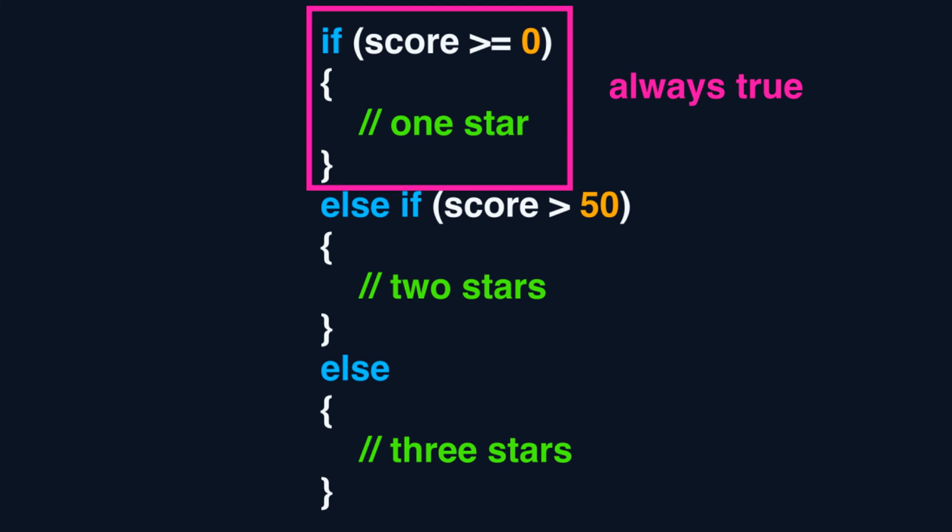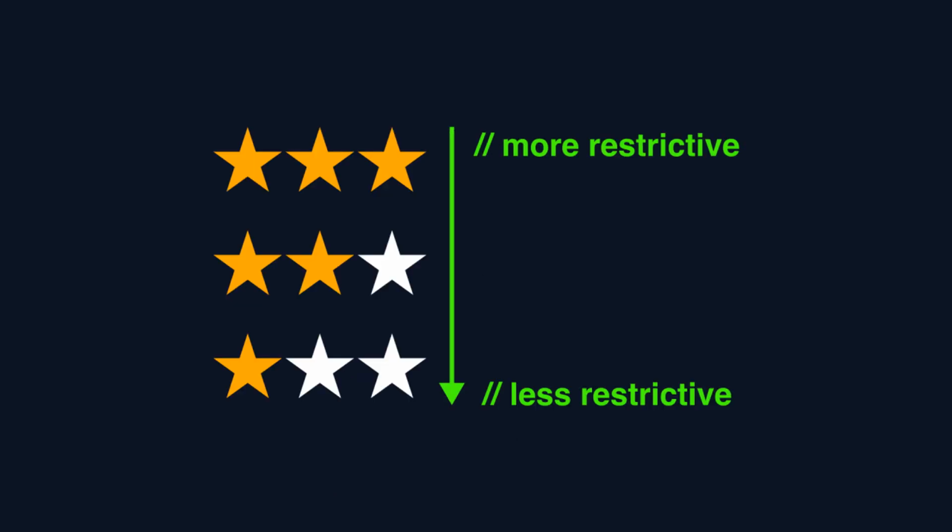Now, whatever is the player's score, the player will always end up with a single star, because as soon as a condition is true, it ignores all the others. Even if the player has a score of 95, since it's greater than 0, the first condition is true, and the player ends up with a single star. To prevent this, always remember to order the conditions from the more restrictive to the less.